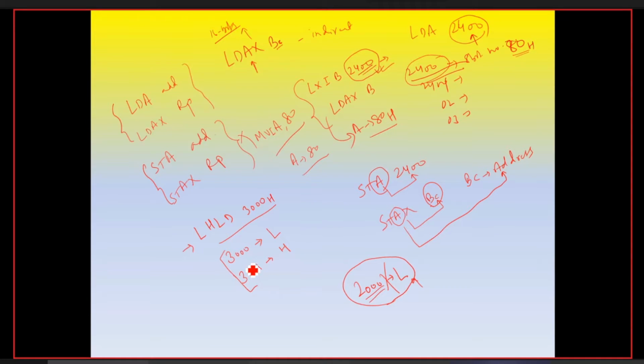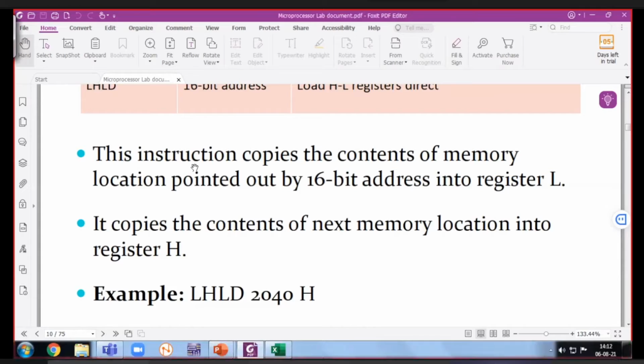So in this case, the content of this location will move to register L, and the content of the next location will move to register H. That is LHLD 2040. Similarly, we have SHLD. So far we have talked about LDA, LDAX, then LHLD.